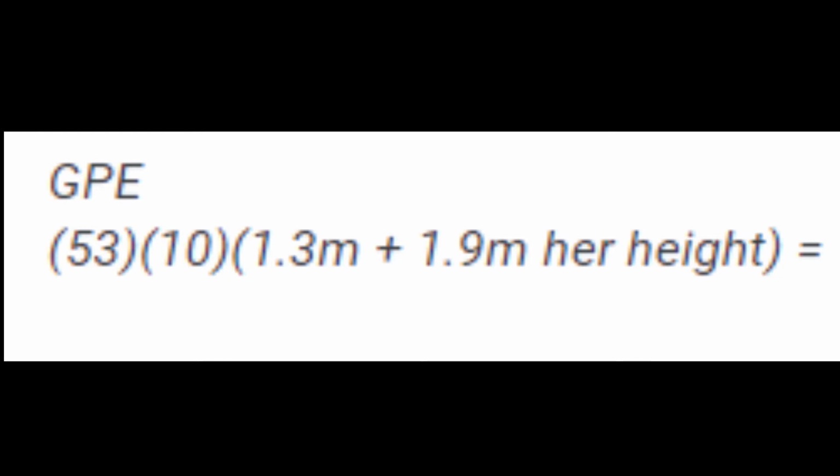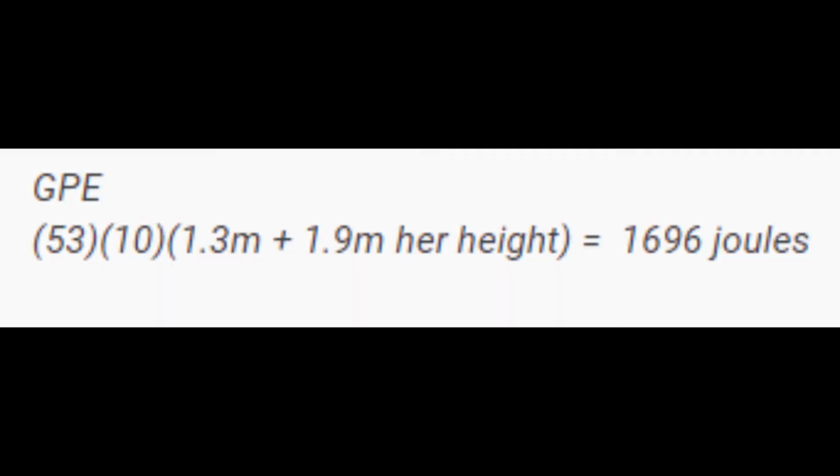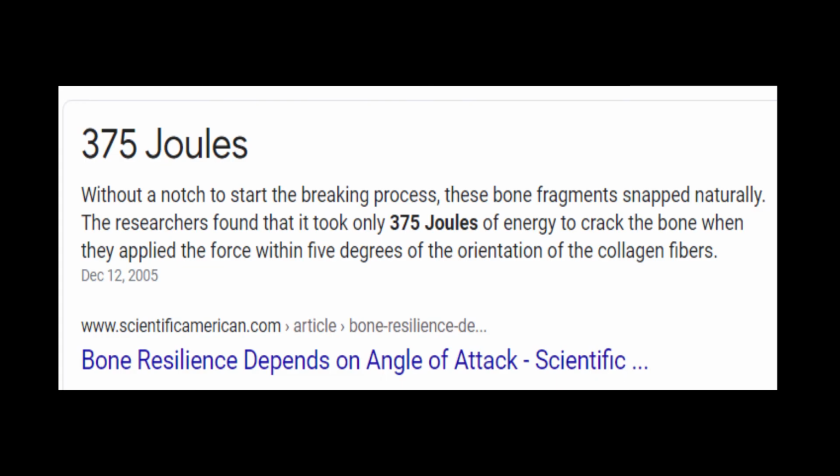Now we have all the numbers to calculate the gravitational potential energy, which is the mass times the gravity times the height. Height meaning her height and the height she is jumping from. From that, we get 53 kilograms by 10 meters per second by 1.3 meters plus 1.9 meters, which is her height. This totals up to 1,696 joules. This is equivalent to 4 times the force needed to break a bone.